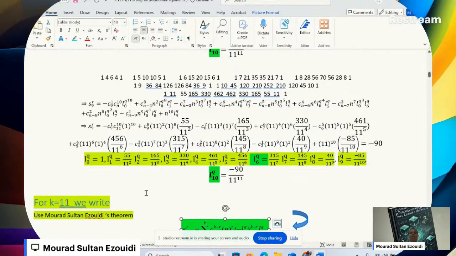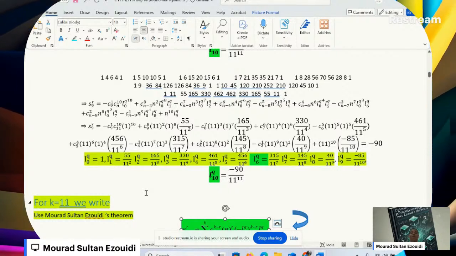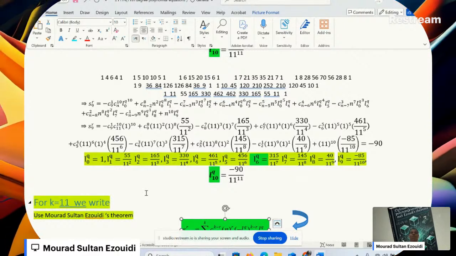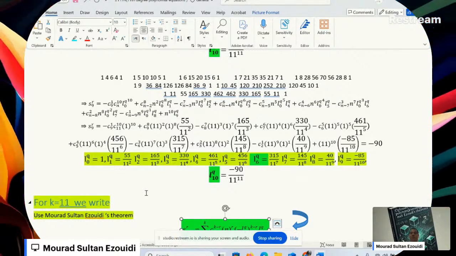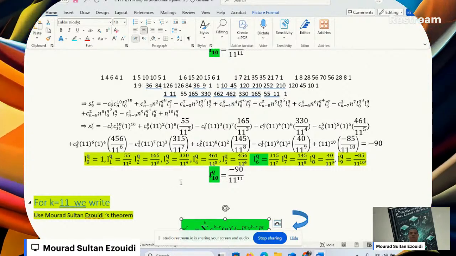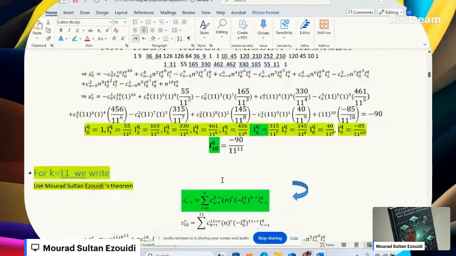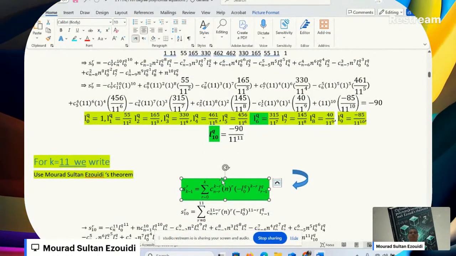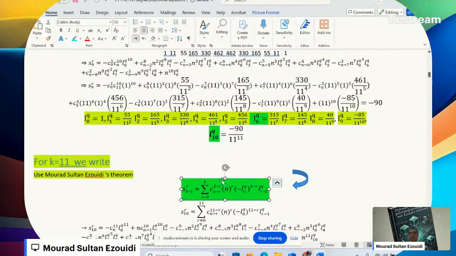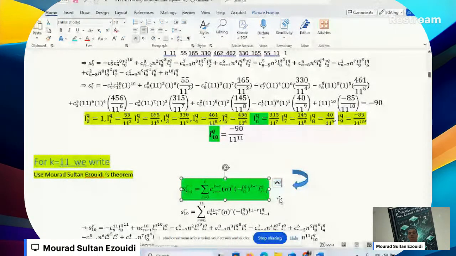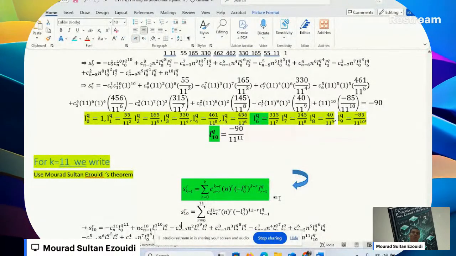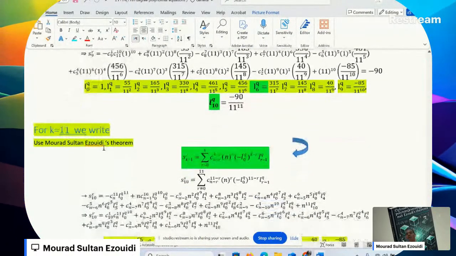What is remaining now is diving into the structure and replacing k with 11 to find S10. S10 is the 11th coefficient of the new 11th degree equation. So let's continue. We said that I'm going to replace k with 11 to get S10. When writing k equal 11, it means you are going to find the 11th coefficient.